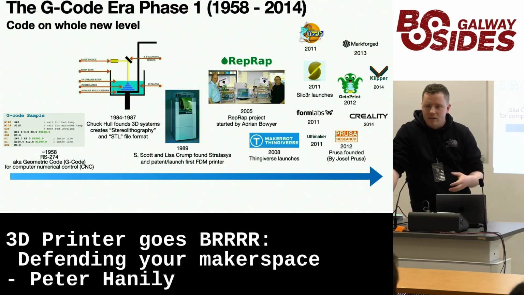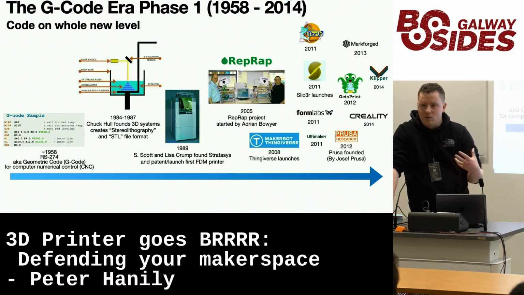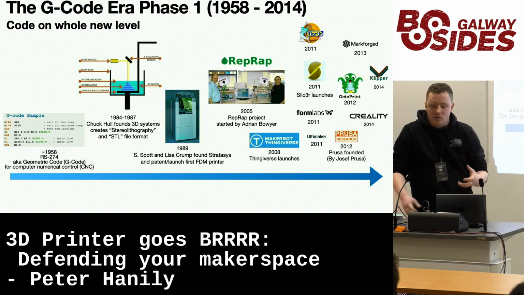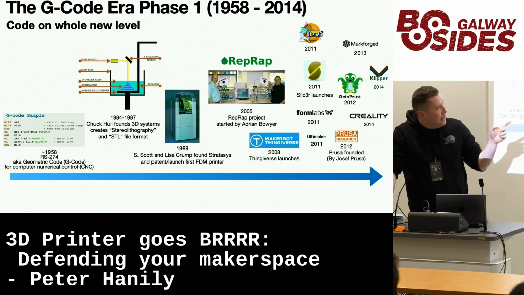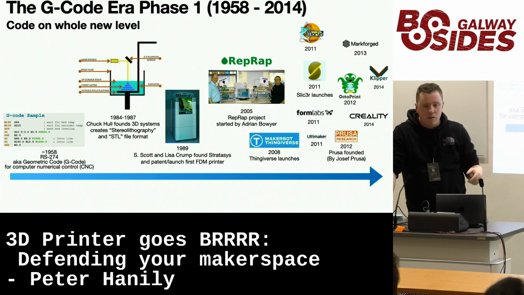And Adrian Bowyer was a professor there. He founds a project called the RepRap project to make scalable, easy to use, cost-effective 3D printers. And that picture is actually one printer printing another printer. It was the first of its kind.